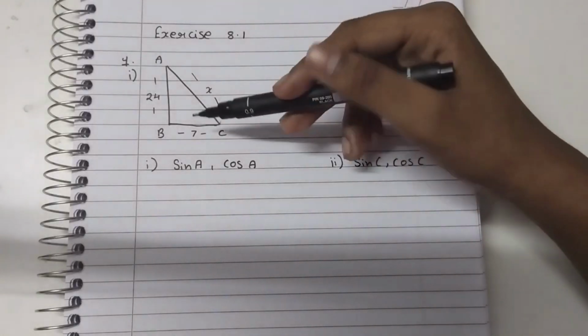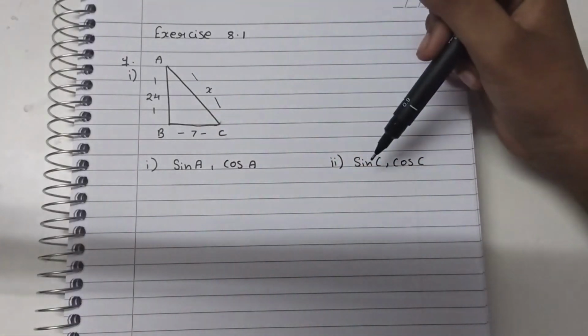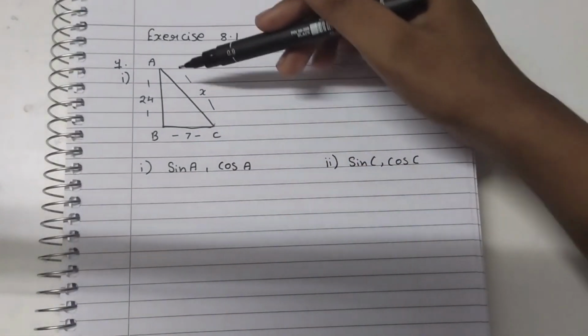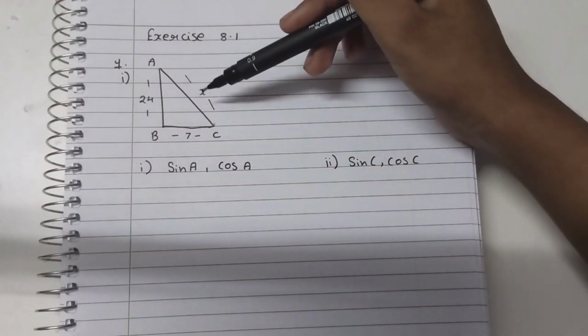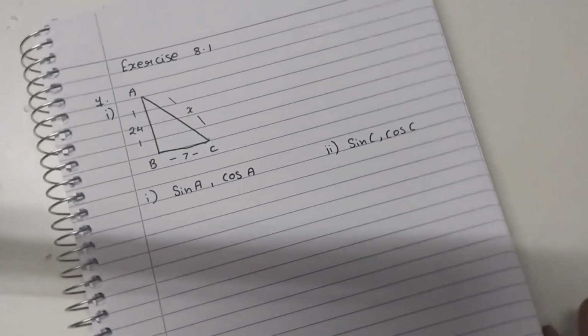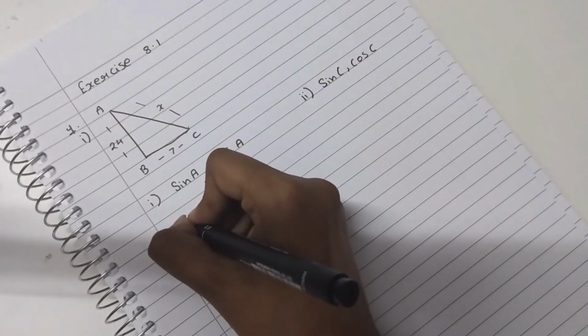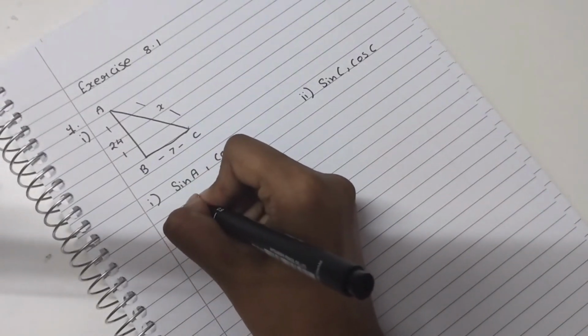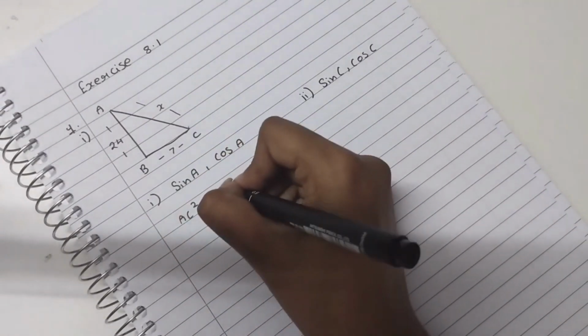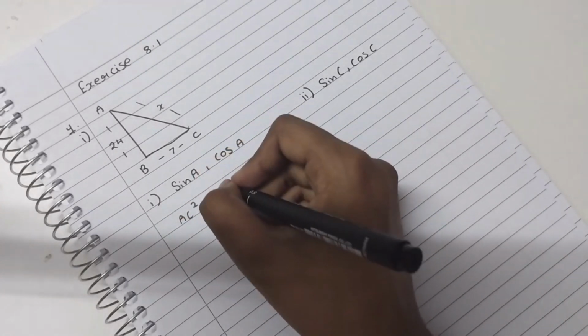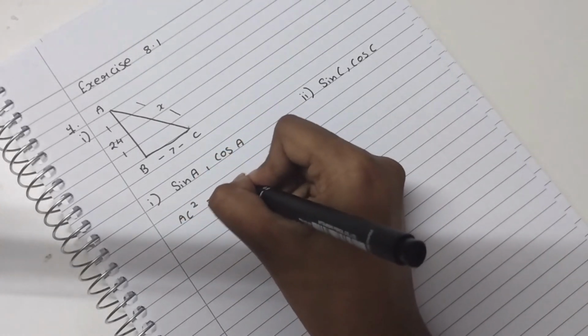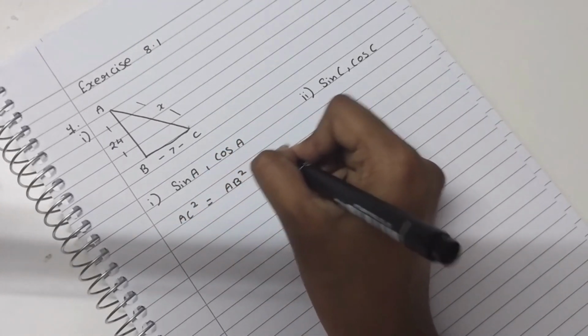Before we move on to finding sine A, cos A, sine C, and cos C, we first need to figure out the unknown value AC. We can find it using the Pythagoras theorem. The Pythagoras theorem states that the hypotenuse squared, which in this case is AC squared, is equal to the sum of the squares of both sides, which is AB squared plus BC squared.